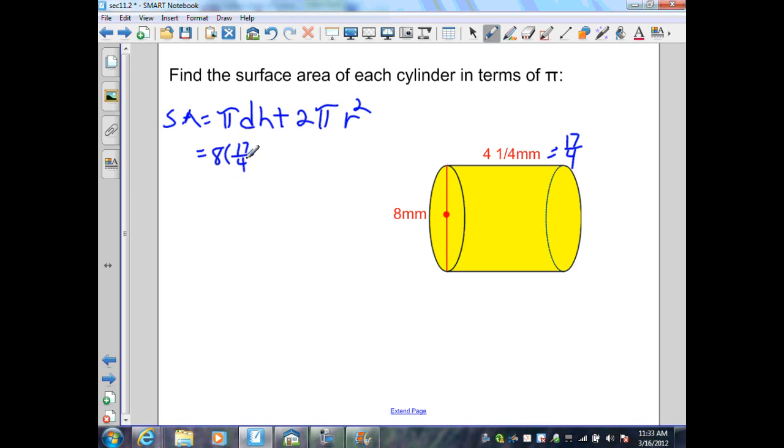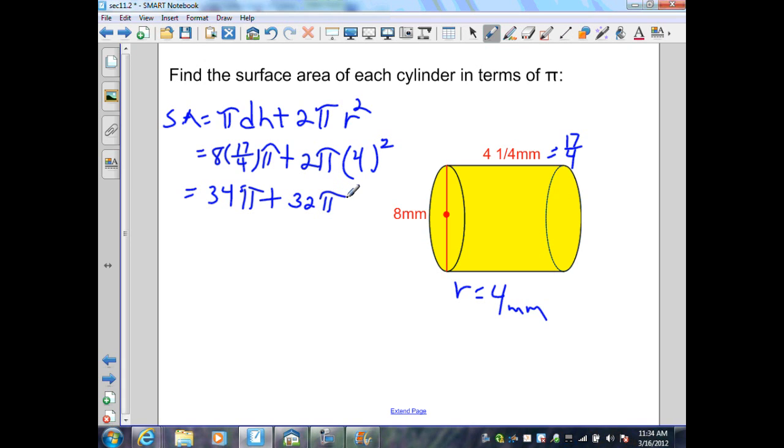times pi, plus 2 times pi times here. Again, my radius is half the diameter, which is 4 millimeters. Therefore, that's going to substitute in a 4 squared. And I have 8 divided by 4, which is 2 times 17, which is 34 pi, plus 4 squared is 16 times 2 is 32 pi. And when I combine like terms, I'm going to have 34 plus 32 is 66 pi.